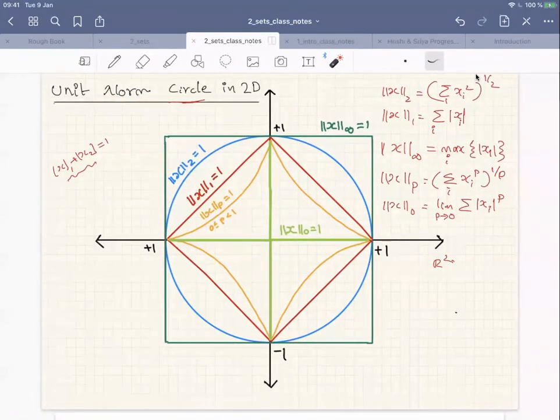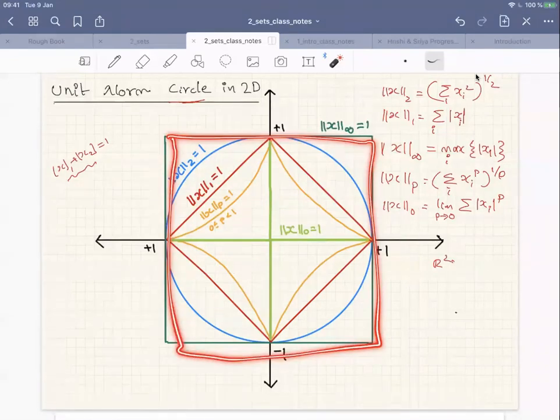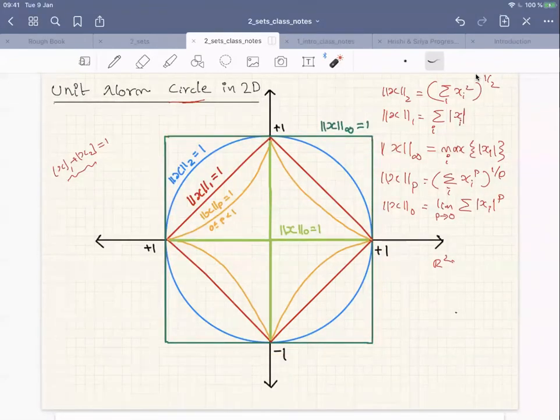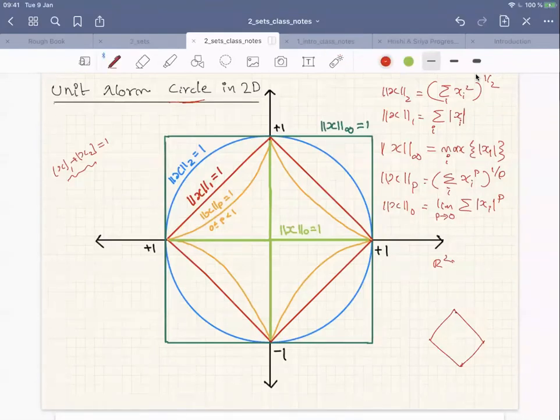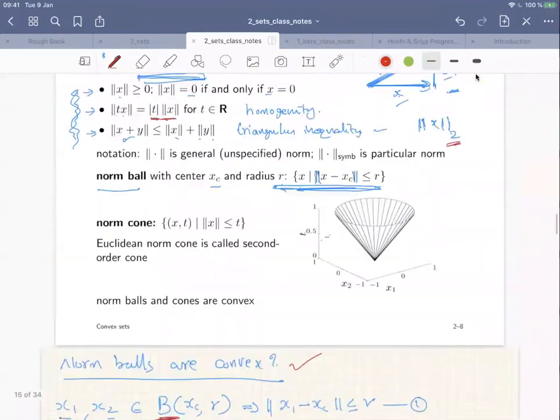But of course, here I was talking about the circle. To get the corresponding ball, you have to consider all the points within that circle, right? For example, for a one norm ball, we saw that the one norm locus is something like this, right? So if I want to draw a one norm ball with the radius r, that will be all the points inside this. Okay, yeah. So we continue our discussion.